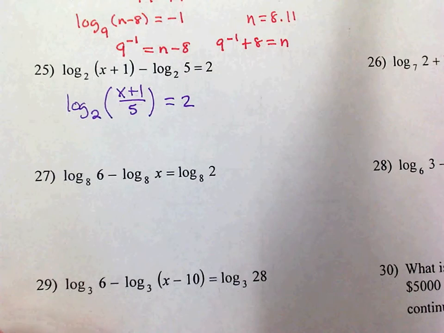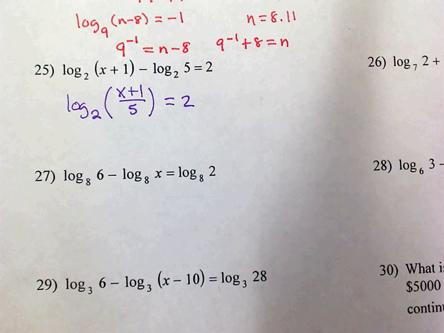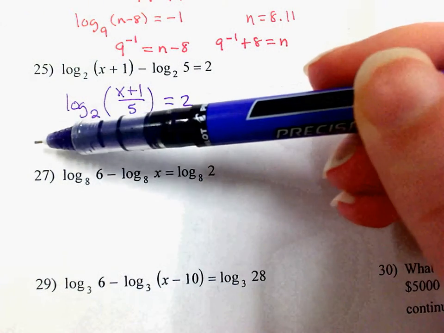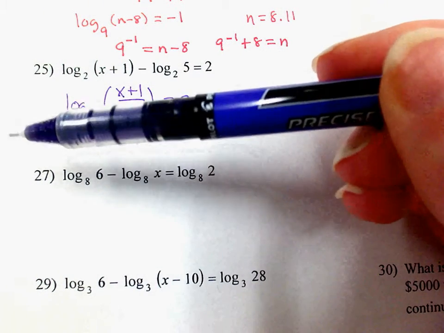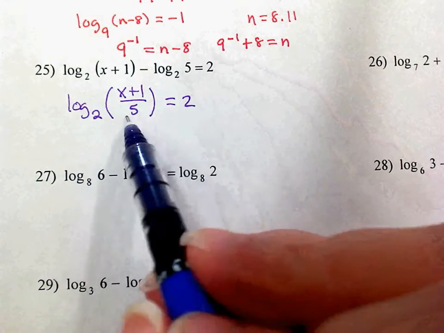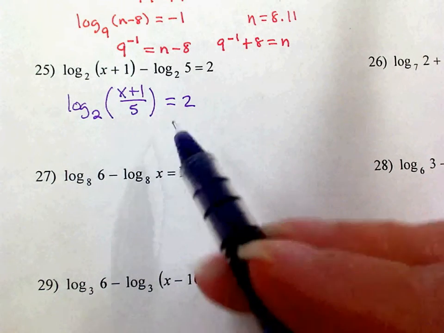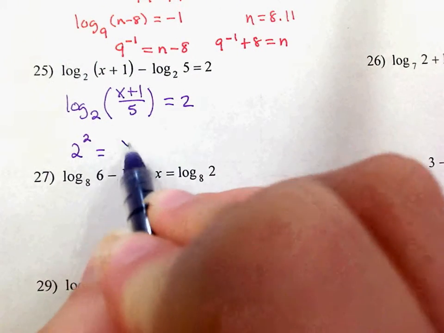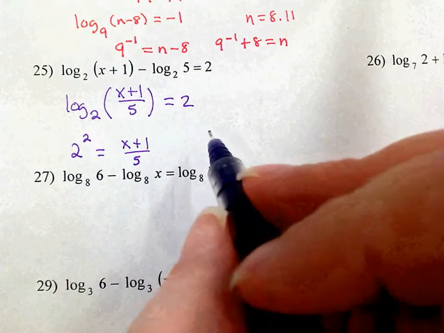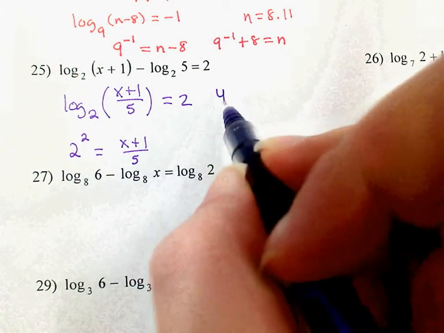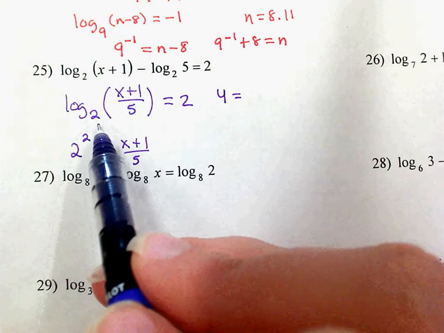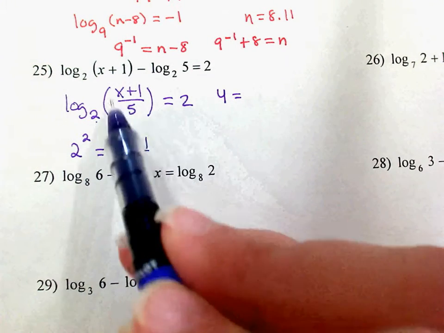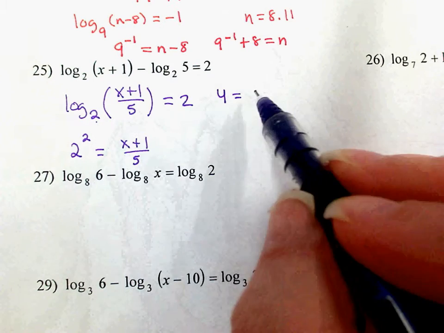All right, log equals number, what should you do? Convert to exponential. Remember, if you have one log equals a number, convert to an exponential. So what? 2 to the second equals x plus 1 over 5. What is 2 squared? So 4, well, I convert it to an exponential. 2 to the second equals all that. Okay. So x plus 1 over 5.